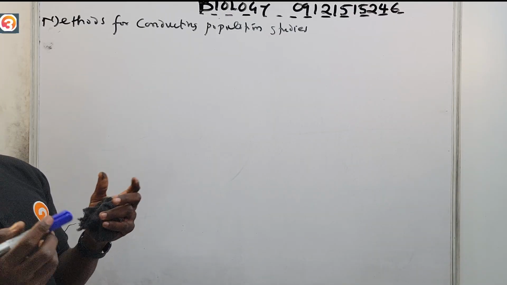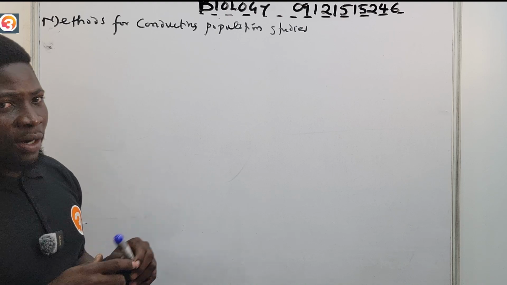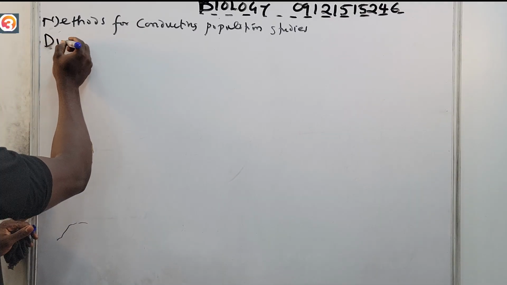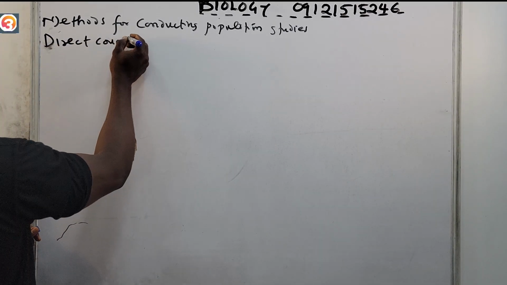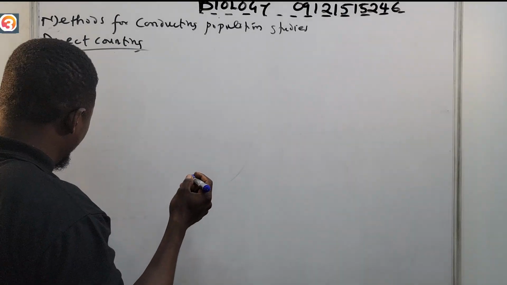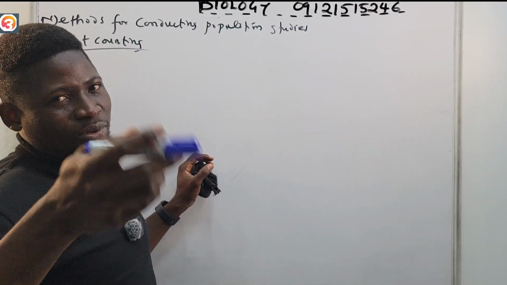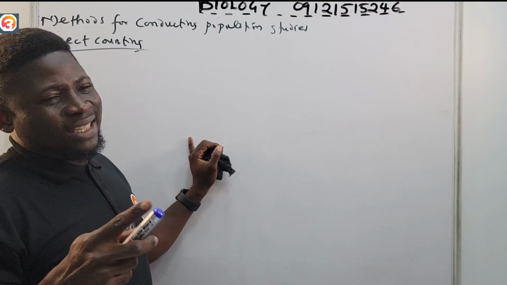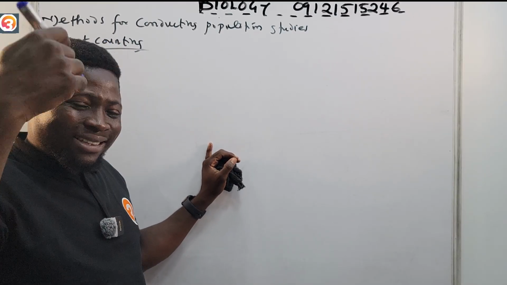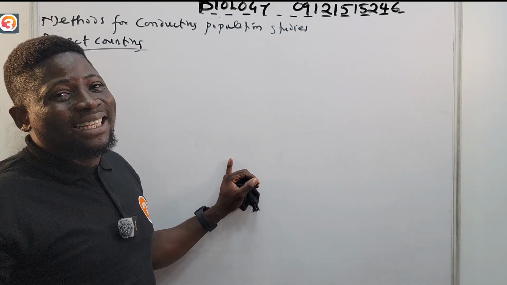So one of them is direct counting. In direct counting, you are going round, counting the individual organisms in a particular area. It's as simple as that. You are going around counting the individuals in a particular area. So that is direct counting.